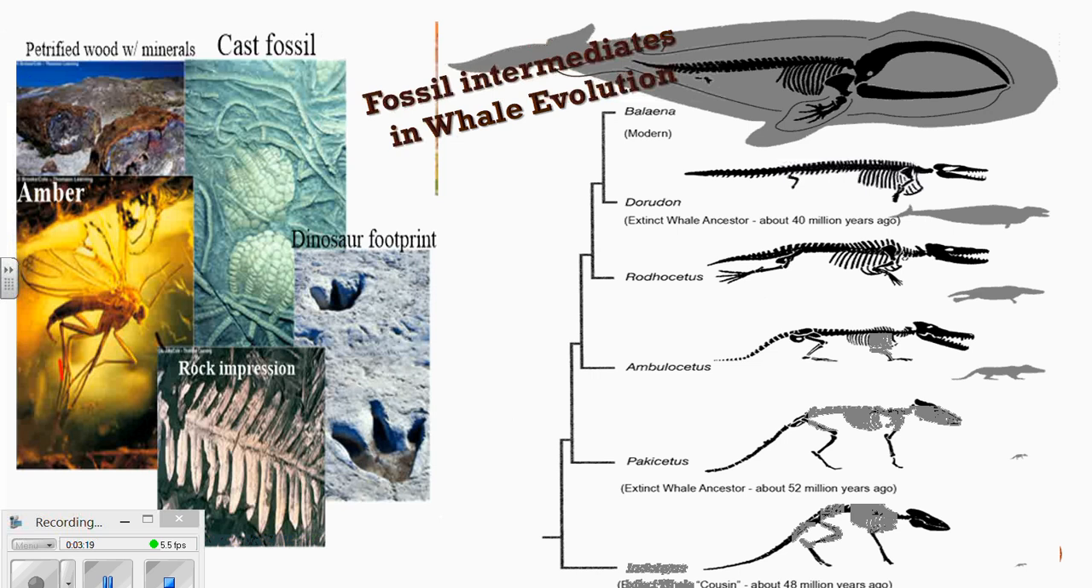More pictures of fossils: mosquito in amber, rock impression, dinosaur footprint, and a whole list of whale fossils. The whale has been one organism where they have been able to find fossils from all the different ages, all the way back from 48 million years ago, 52 million years ago. And there are whale intermediates, what they think is an intermediate fossil in between an ancient whale and a more current whale.